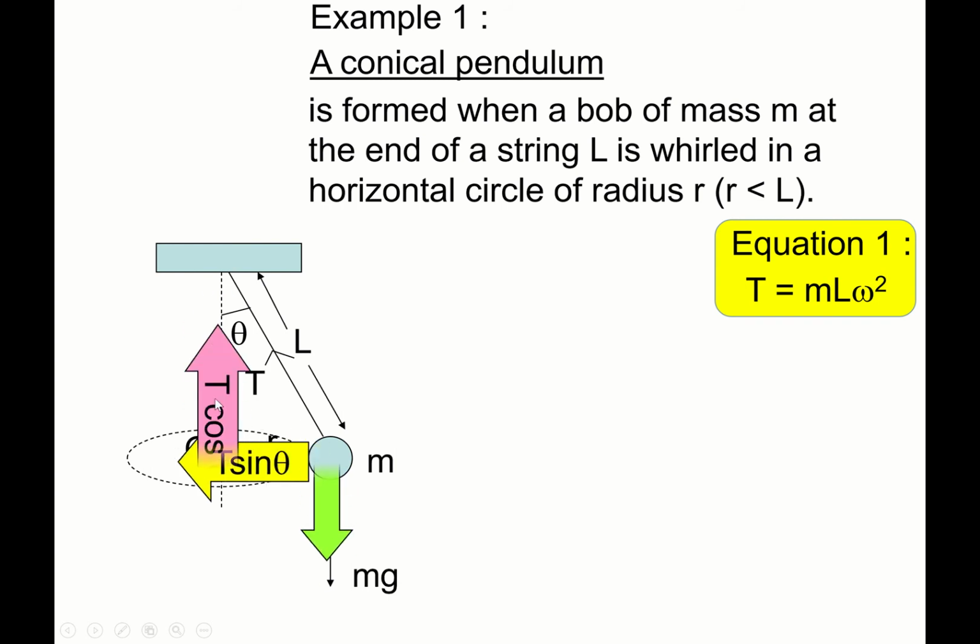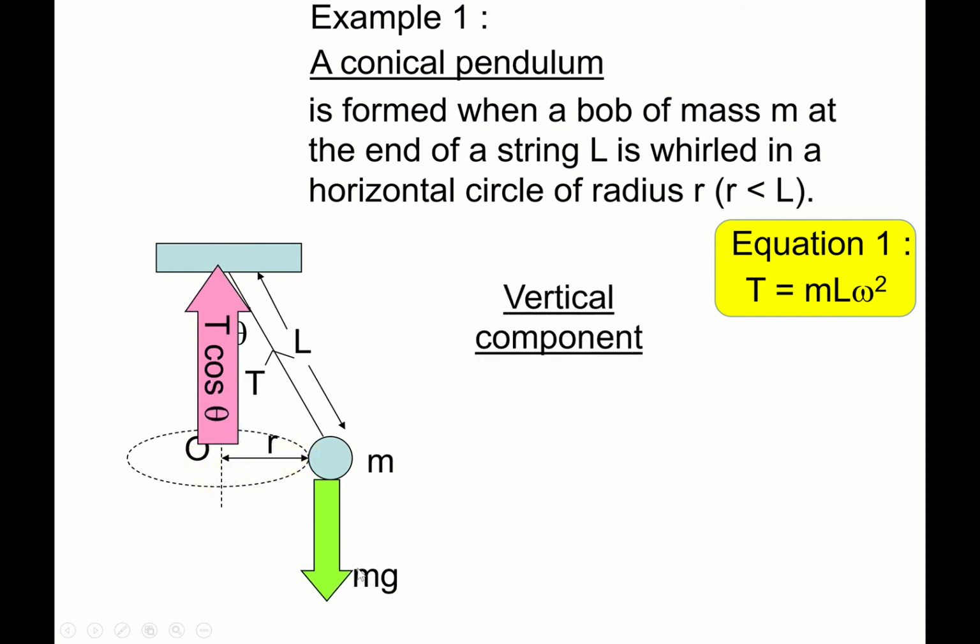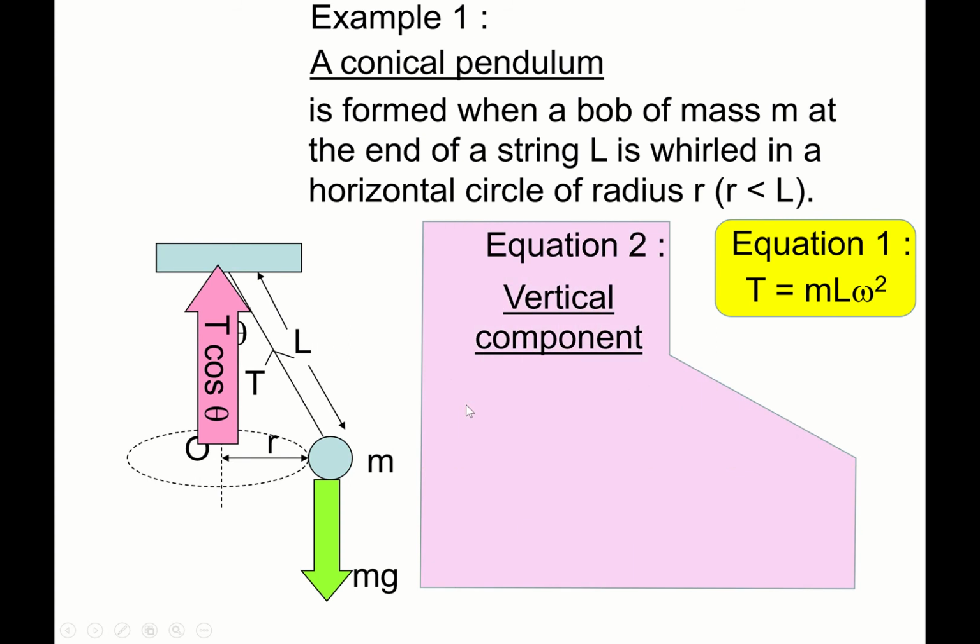Where T cos theta equals mg, because the pendulum is moving in a conical circular motion. So the vertical component T cos theta equals mg. The pendulum here does not move up or down, so it maintains a horizontal circular motion. Therefore, T cos theta equals mg.